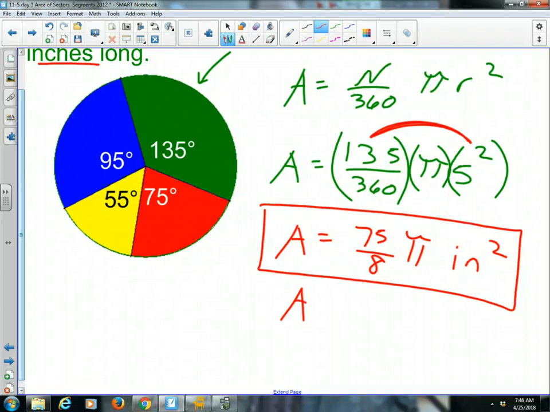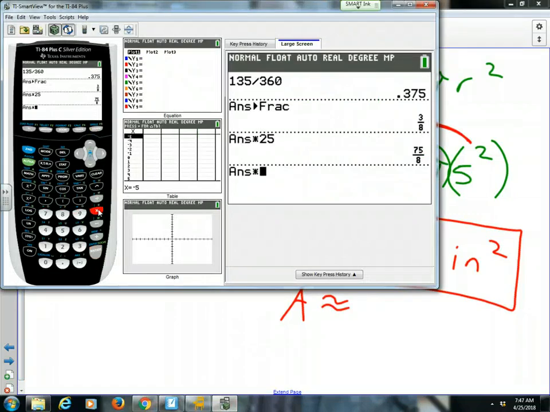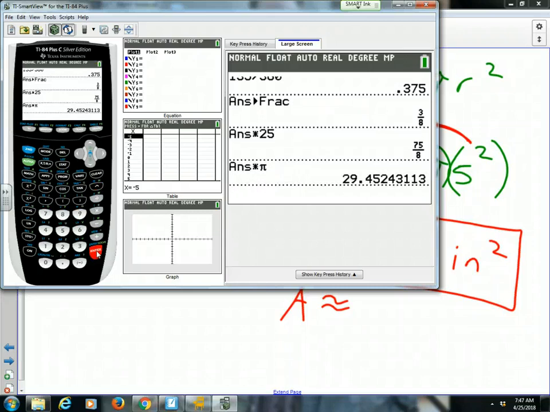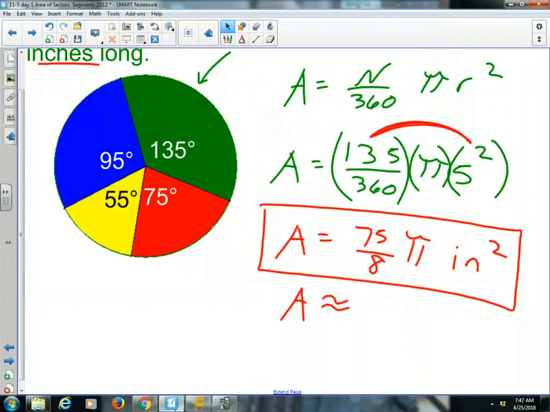And as always, we like to have the exact and the approximate. So let's multiply 75/8 times pi. And we get approximately 29.45. 29.45 inches squared.